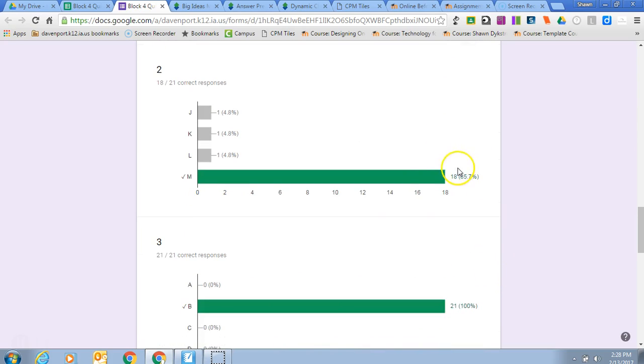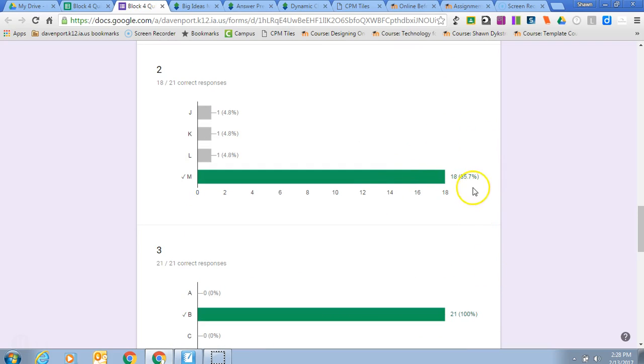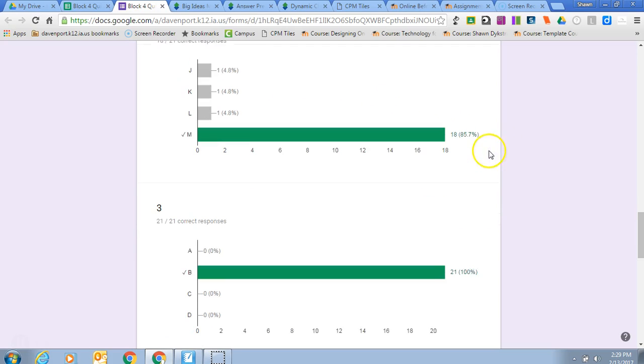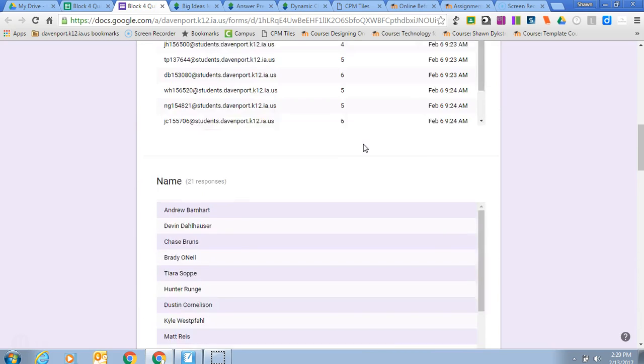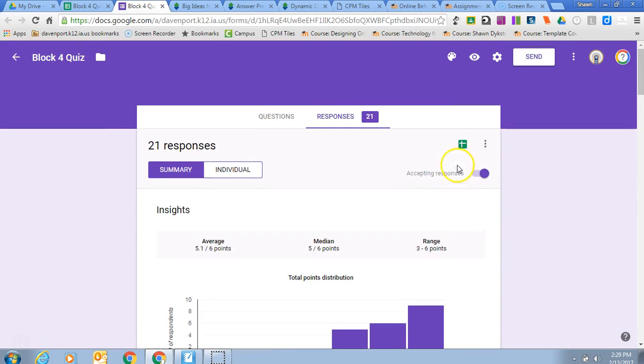Also, you see how the class is doing as a whole. 85% seem to understand question number 2, and 100% on number 3. This one did kind of pique my curiosity. I'm like, oh, wait a minute, just more than 50% got that right. So I can switch back over to the quiz and see what that question was and have a meaningful discussion with the class about why we happen to have missed that item.